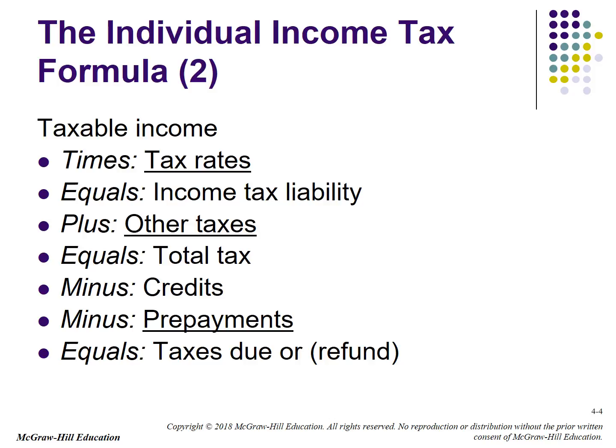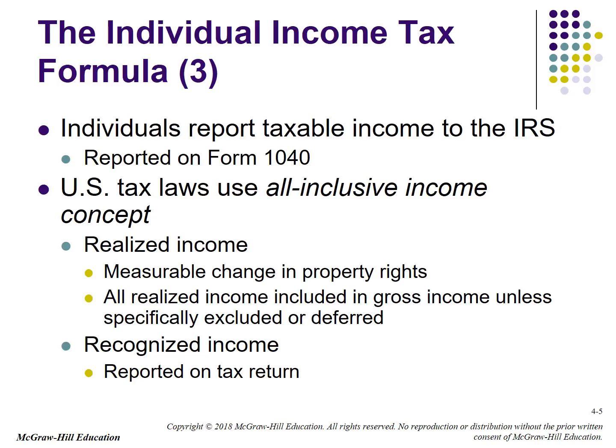That's a refund if your prepayments and credits are greater than total tax. And then it's a tax due if the amount ends up being positive after subtracting credits and prepayments. And that would be reported on line 78. So I just want to show you how that emulates the 1040 itself.